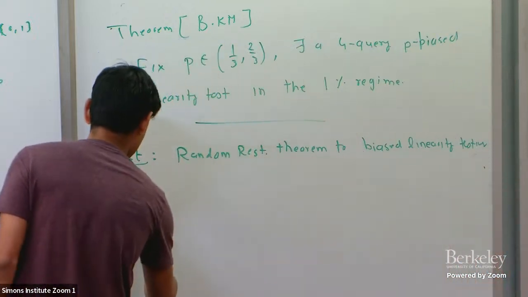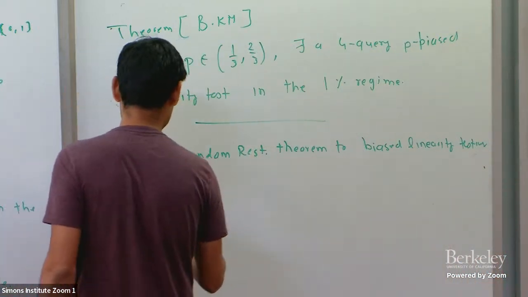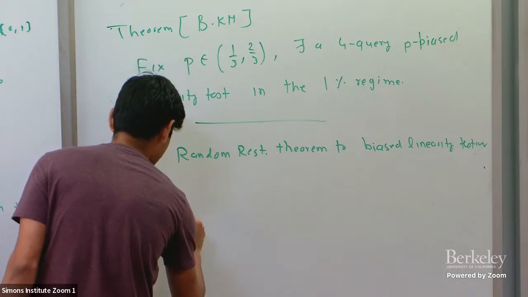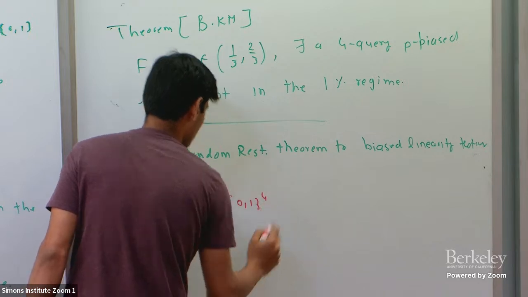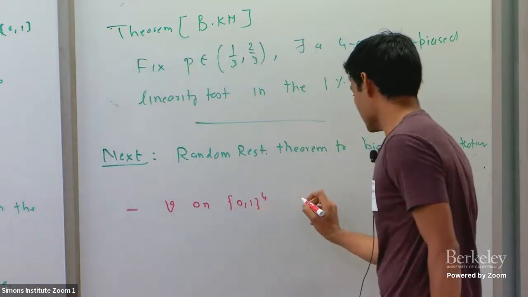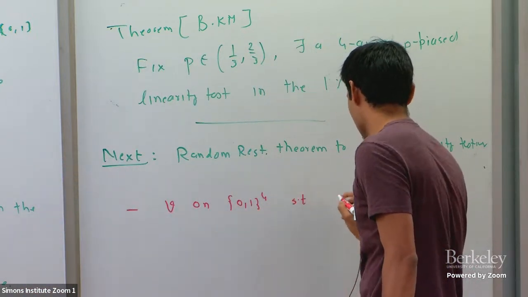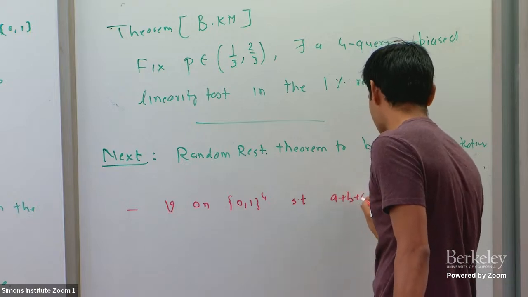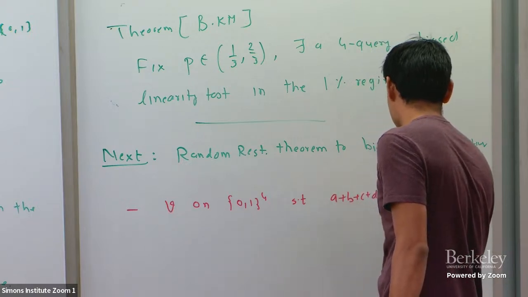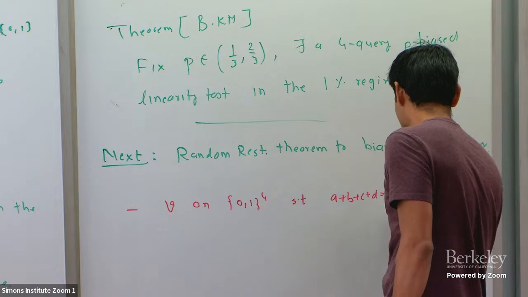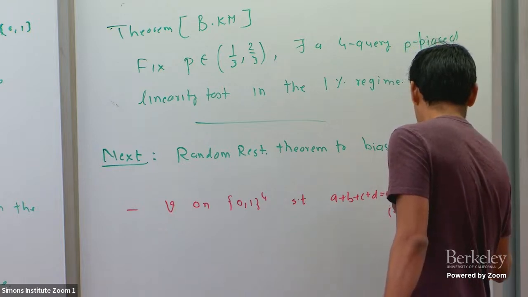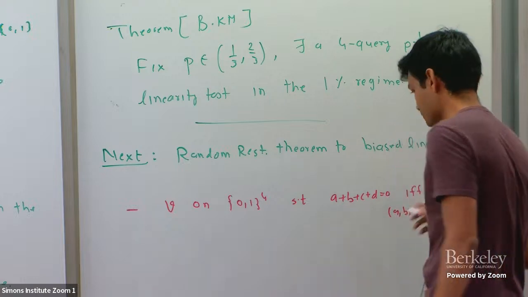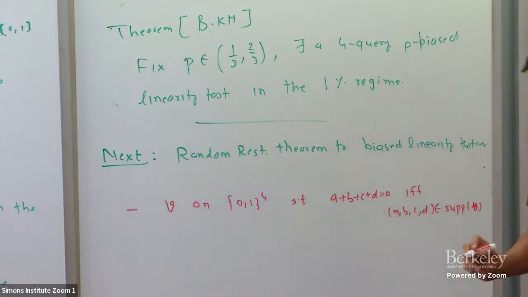So our 4-query test can be defined as follows. You have a distribution nu on {0,1}^4, such that a plus b plus c plus d is equal to 0 if (a, b, c, d) is in the support of nu.